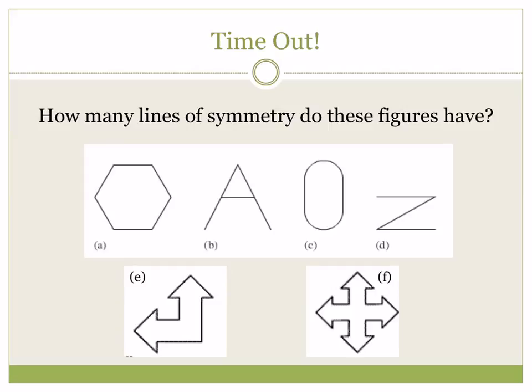So the first shape's a hexagon. Second, we've got the letter A. We've got sort of like a track field on C. Got the letter Z on letter D. And then we've got some interesting shapes with arrows on E and F.